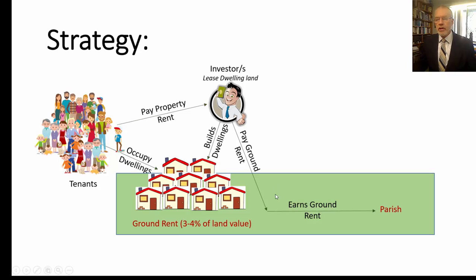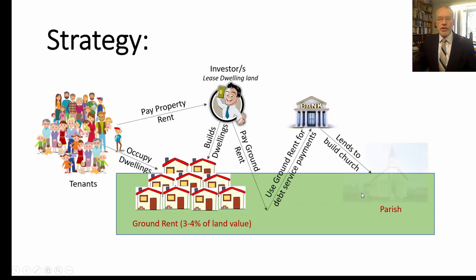Okay, at this stage, the parish has their land, it has a group of dwellings on it, and they're earning ground rent. They still don't have their church. However, they do have a regular cash flow, being the ground rent off their dwellings. The parish can then approach a bank for a loan to build the church, and the parish then assigns the ground rent, or uses the ground rent, formally or informally, to act as debt servicing payments, basically to pay off the loan for the church.